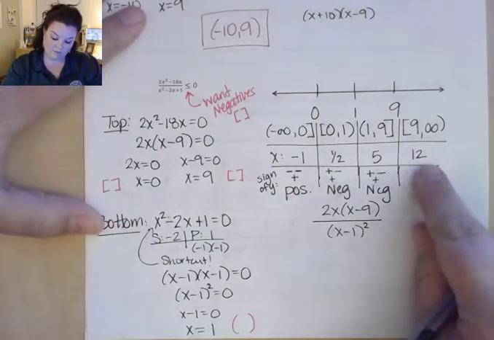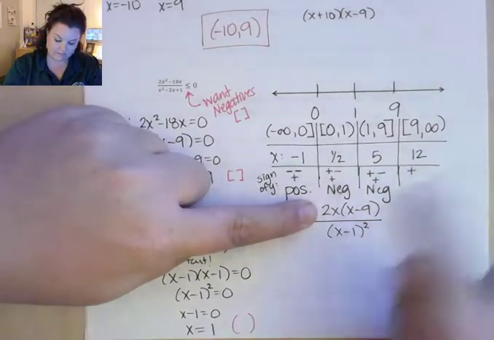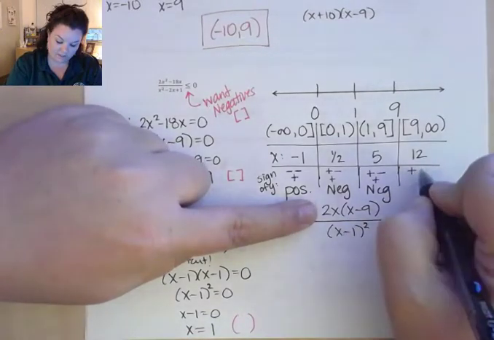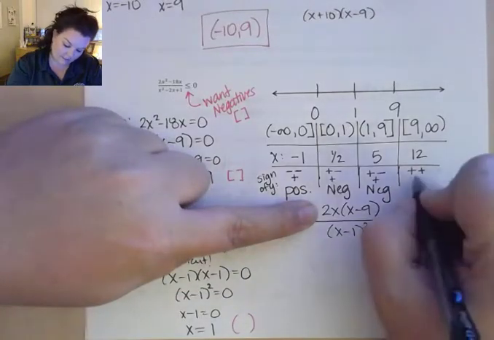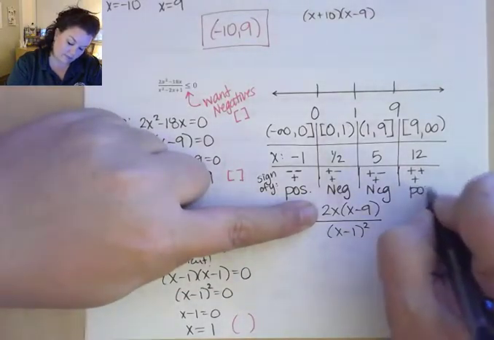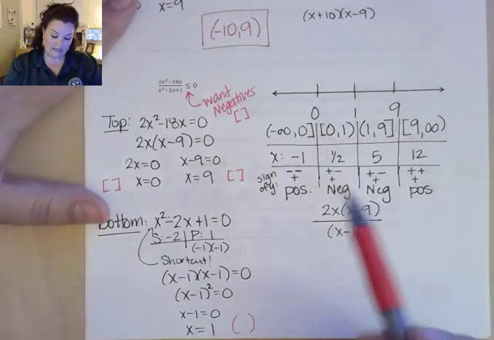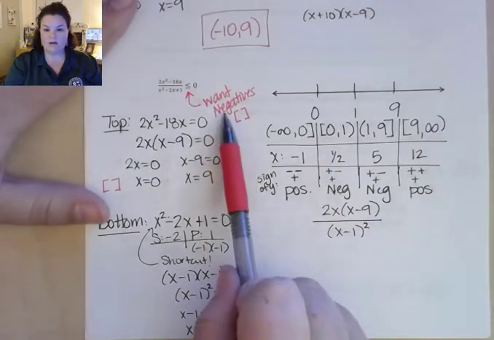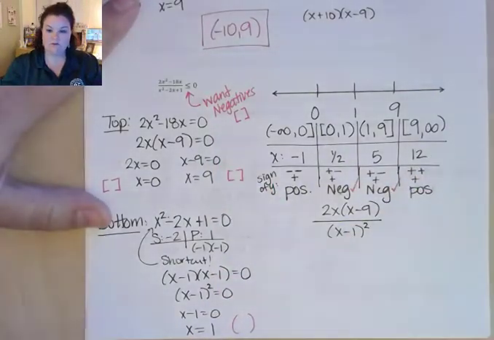And then on our last one, we plug in 12. 2 times 12 is positive. 12 minus 9 is positive. And then we know whatever we get here when we square it is going to end up positive. So 3 positives make this a positive interval. So I go back and look at what type of intervals I want. I want negatives, which is this interval and this interval, right?